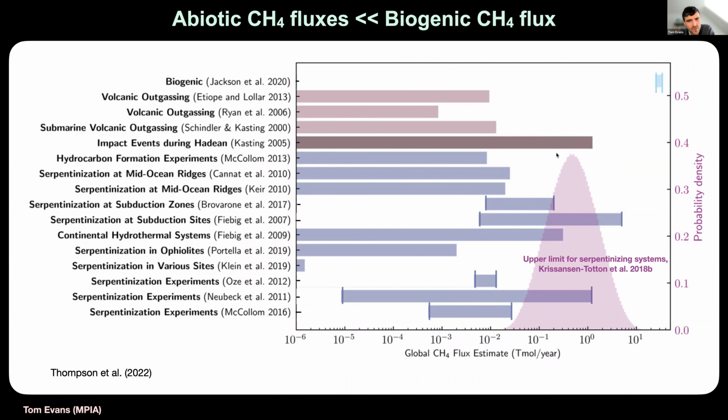So even if you took the extreme upper ranges of all the abiotic sources and added them together, then the resulting methane flux would be less than that of the biogenic sources. And this is why a detection of methane with a sufficiently high abundance, along with carbon dioxide and the possibility of a water ocean, would be a strong indication of an Archean biosphere.